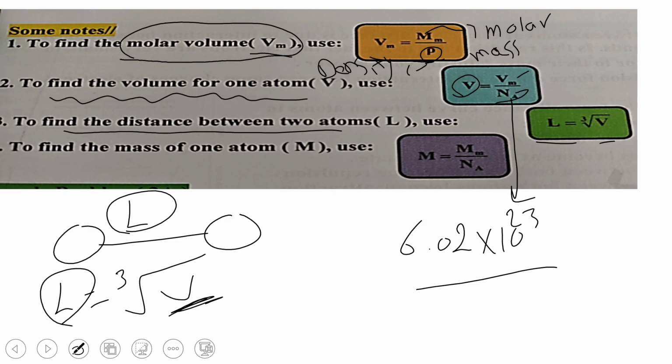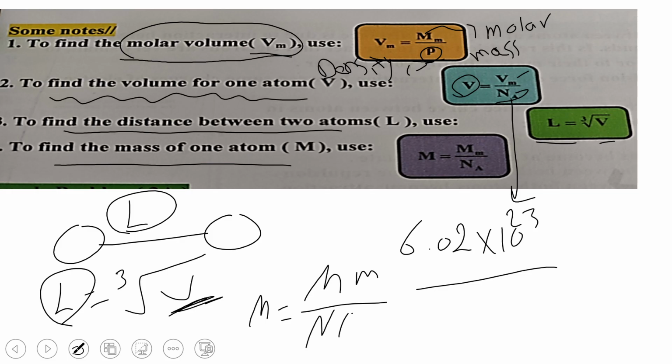The last rule, to find the mass of one atom. Mass equals molar mass over Avogadro number. Here, M capital M small is the molar mass, divided by the Avogadro number. So guys, there are just four rules: first, molar volume; then the volume of one atom; the distance between atoms; and the mass of one atom.